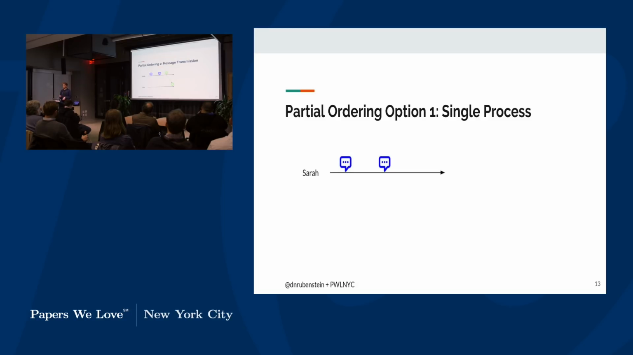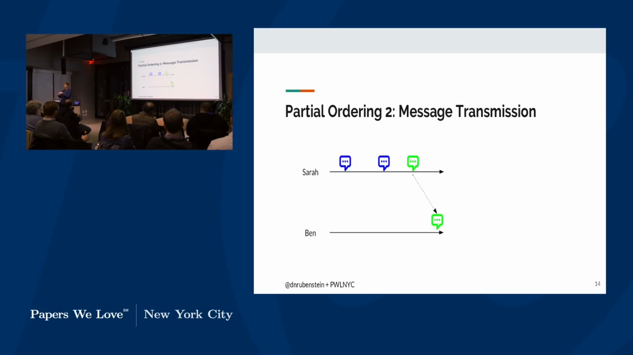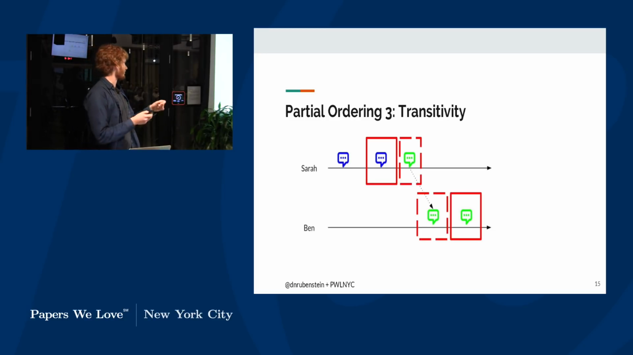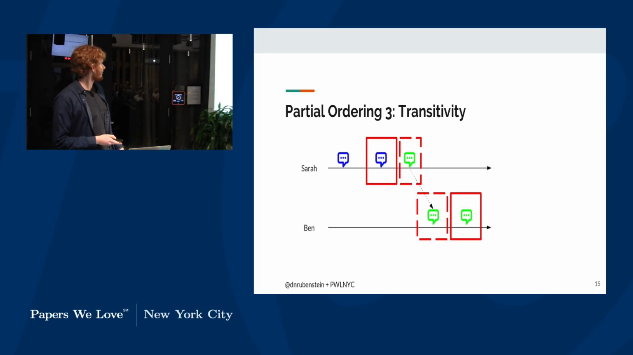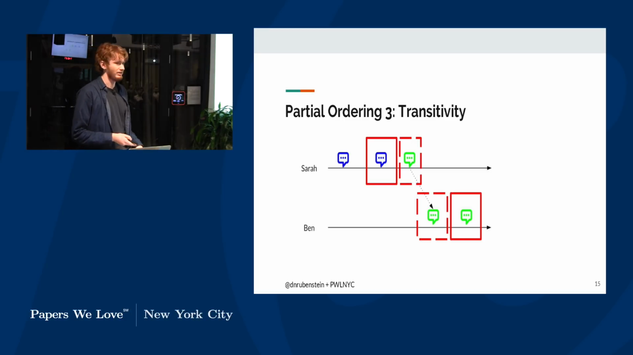Ordering number 2, message transmission. So in Lamport's world, all communication is asynchronous. What does this mean? Well, it means that there's some non-zero amount of time between when we send a message and when we receive it. So we can view those two things as separate events, right? Sending a message happens before receiving a message. And we can see this when Sarah texts Ben. Sarah sends it, Ben receives it. Sarah's sending happens before.